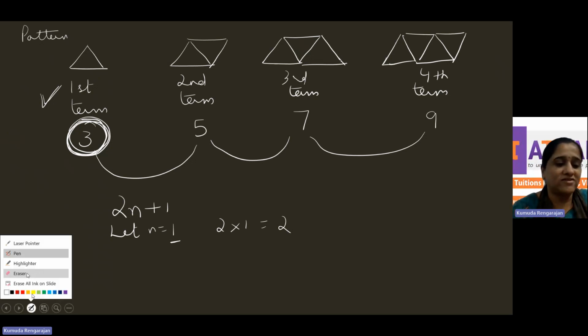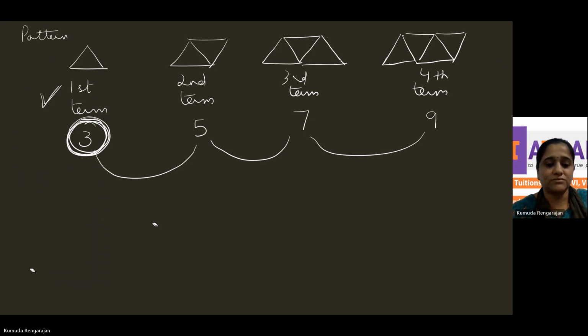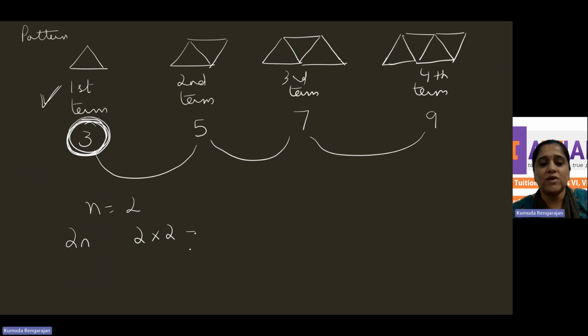Now let's take n as 2. Suppose n is 2. So what do we have right now? We have only 2n with us. Now n is 2, so 2 into 2. Why 2? Because n is 2, right? You're taking n as 2. So 2 into 2 is 4. But what's the number of sticks for the second term? 5. But you're getting only 4. Plus 1. That is why the rule is 2n plus 1. And that will work for any term of this pattern.